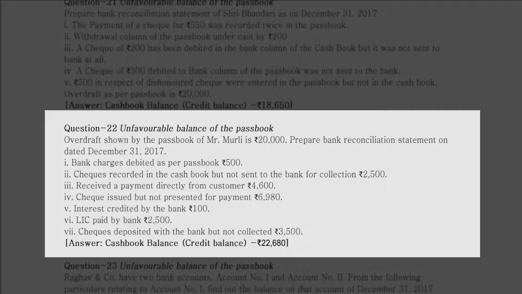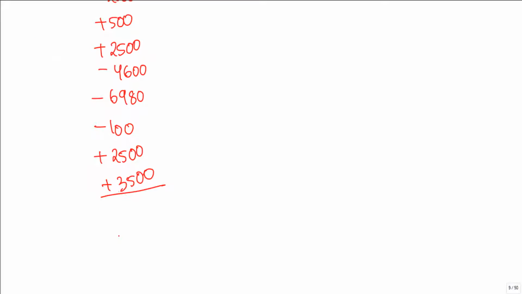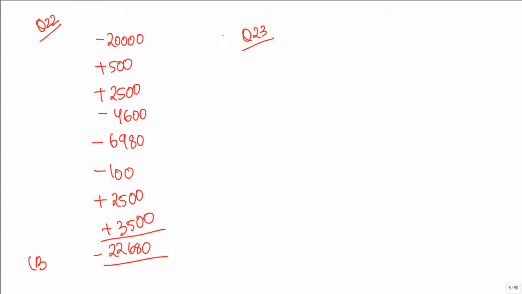Next thing is check deposited with the bank but was not collected. This is something that we have discussed in the second point already. Okay, so I'll solve this question quickly for you. This was not complicated, just revision. This is overdraft.